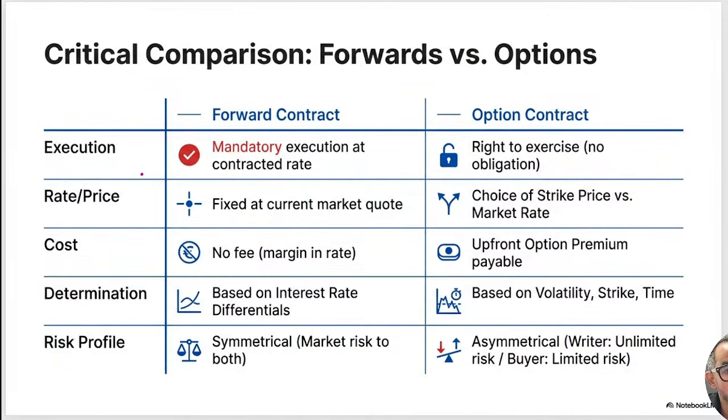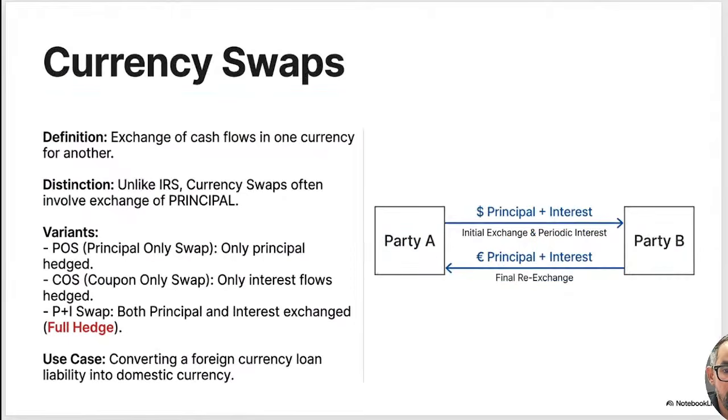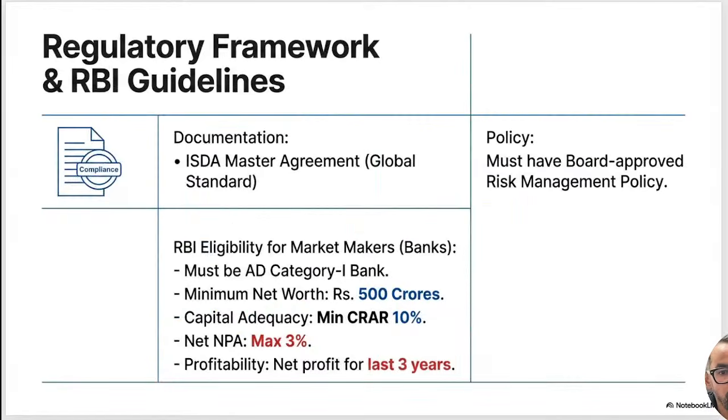The comparison of forward versus options, forward versus future, there must be another comparison which we have gone through in the morning only, right? I guess I missed that particular one from the slide. Apart from this, we have interest rate swap, forward rate agreements, currency swap in three different variants, and the overall market RBI guidelines.